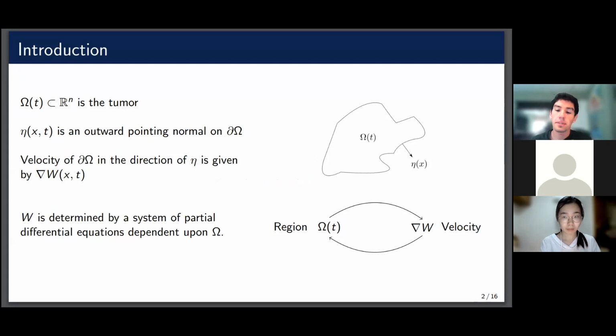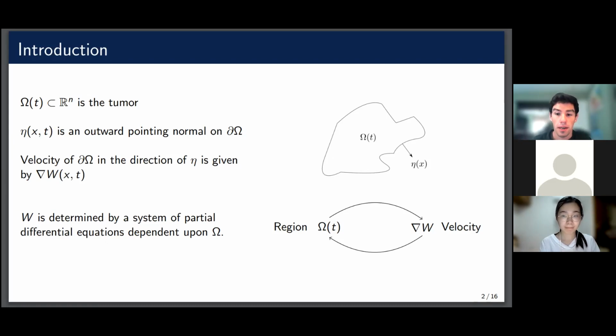To begin with, we are going to go through an introduction that allows us to go over the conceptualization of the problem and how exactly we frame our tumor and its growth. Our model considers the tumor to be some subset of Euclidean space, which we call omega of t. It's shown over here to the right as a two-dimensional blob.